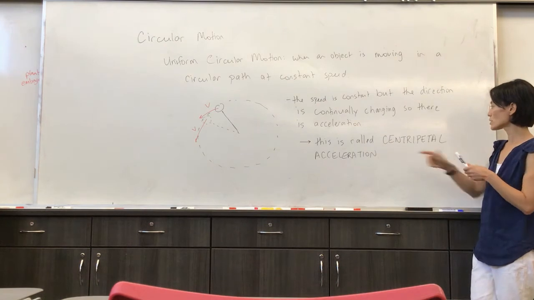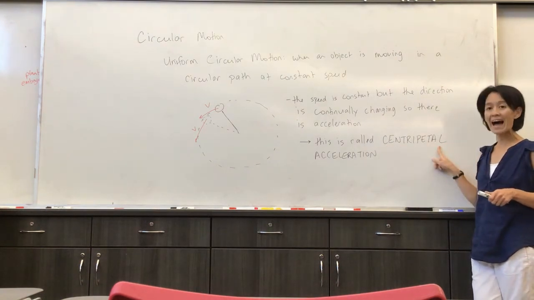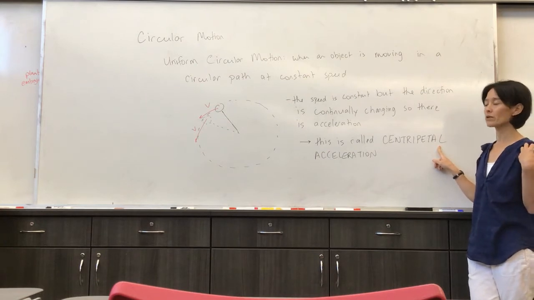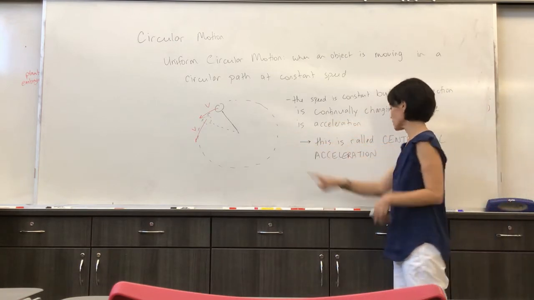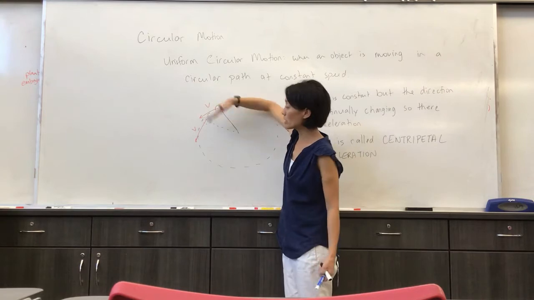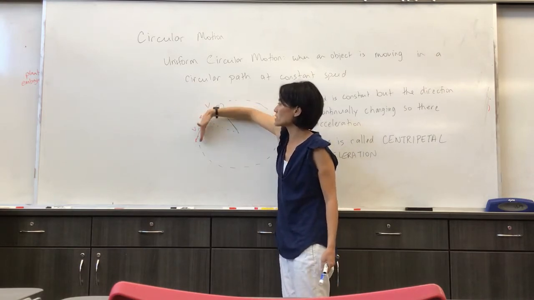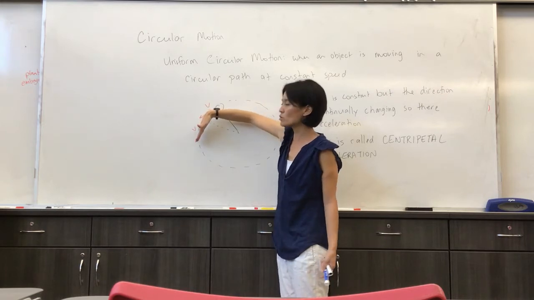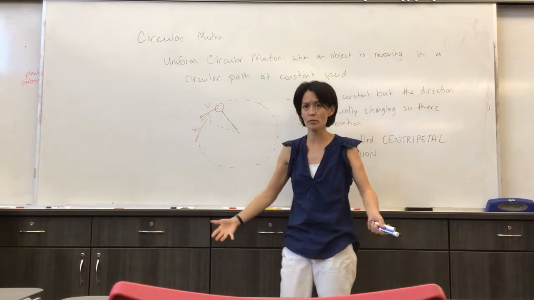This word centripetal actually means center of the path, center seeking acceleration. If we think about what's happening to our velocity vector, it's initially pointing this way, and then something shoves it, something pushes it this way. Remember, accelerations are always caused by forces, and a force can be thought of as a push or a pull.